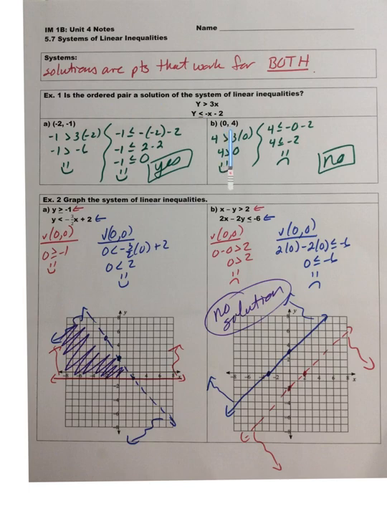So B, I'm going to check the point 0, 4. So again, I plug in 4 for y and 0 for x. So I get 4 is greater than 3 times 0. Yes, 4 is greater than 0. We're off to a good start. So now I'm going to plug this into the second one. So I get 4 is less than or equal to the opposite of 0 minus 2. 4 is less than or equal to -2.